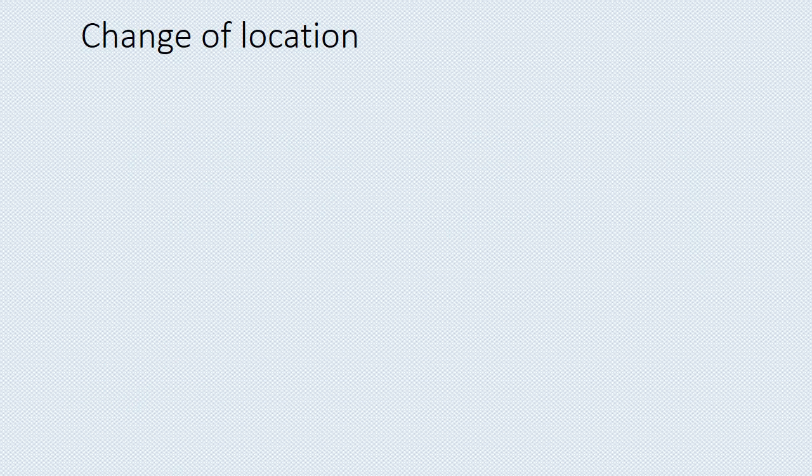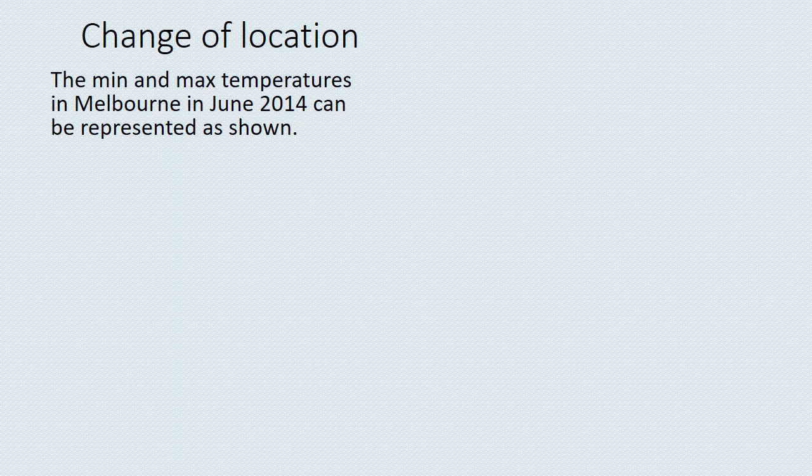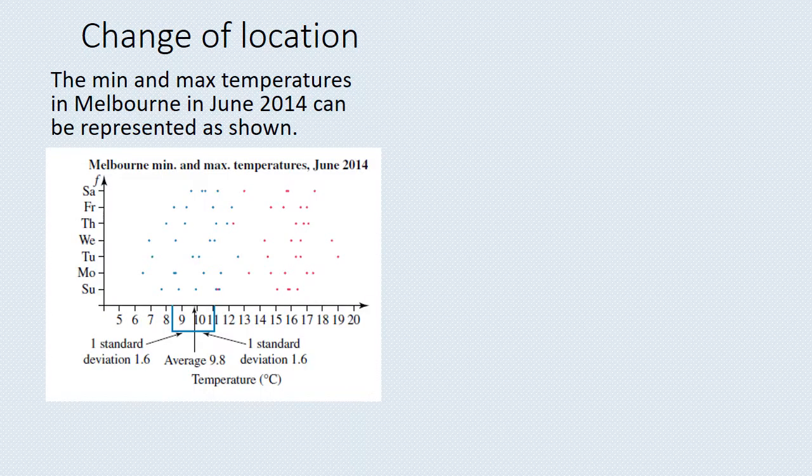When we think of a particular group of data, presume for a minute that we collected the minimum and maximum temperatures in Melbourne in a particular month and year. We can represent that on a graph as shown below.